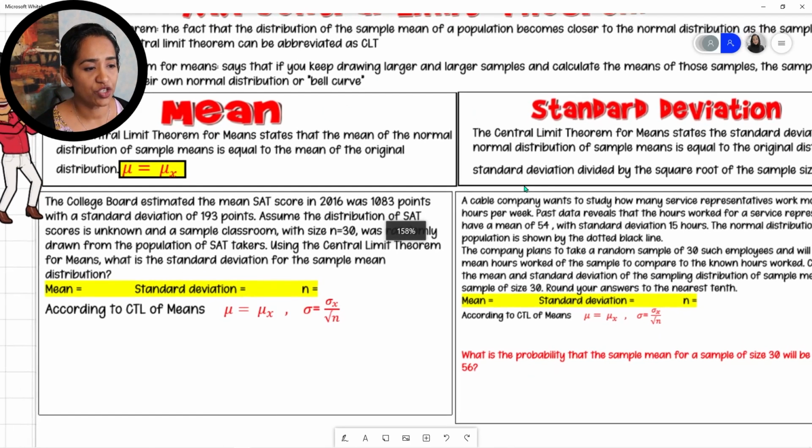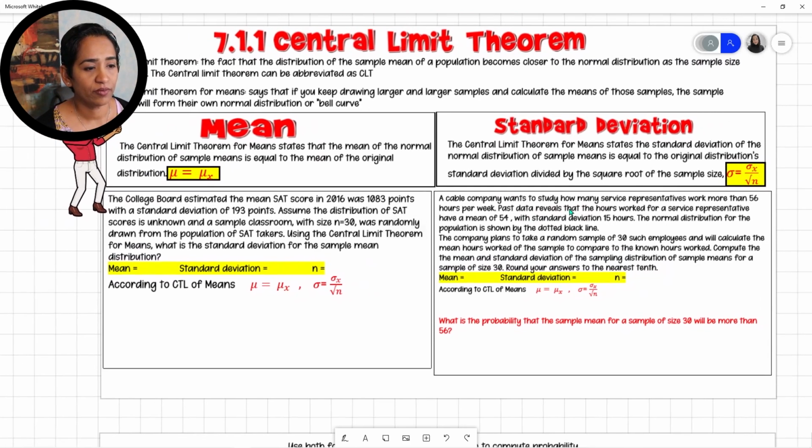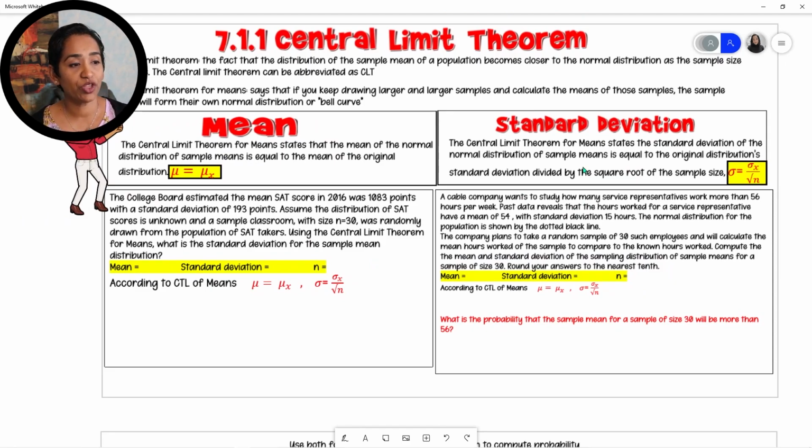Now for standard deviation, you have a formula. The central limit theorem of mean states that the standard deviation of the normal distribution of sample means is equal to the original standard deviation divided by the square root of the sample size. So that's what it means, square root of the sample size. Let's go ahead and jump into the first problem.